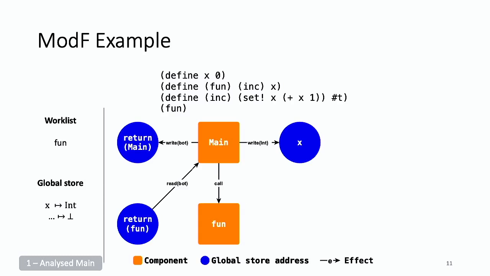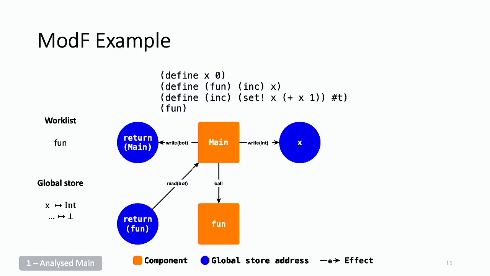Then main encounters the call to fun. But it does not step into the function, but rather it creates a call effect and a component. Given that this component is new, we add it to the worklist as well. Instead of calling it, we read the return value of fun from the store, which is still bottom. Then main will write its own return value to a dedicated address in the store and terminates.